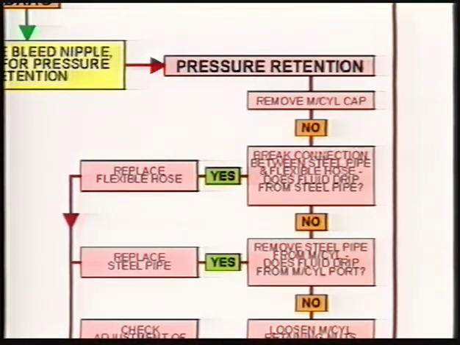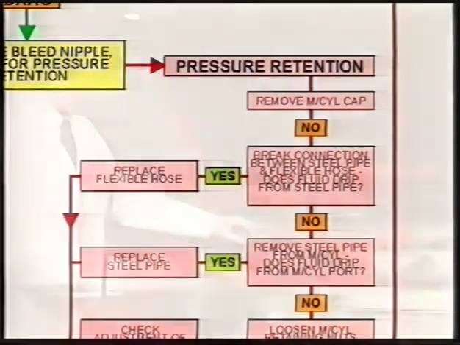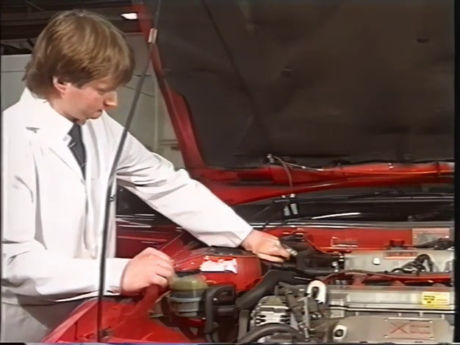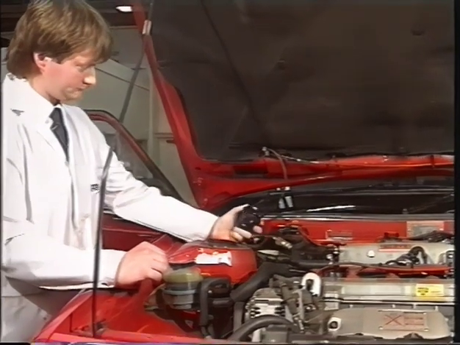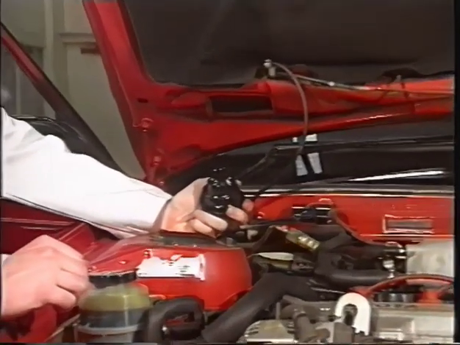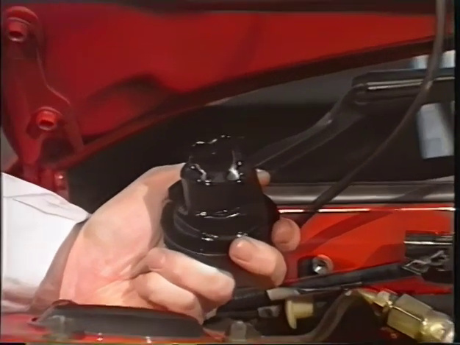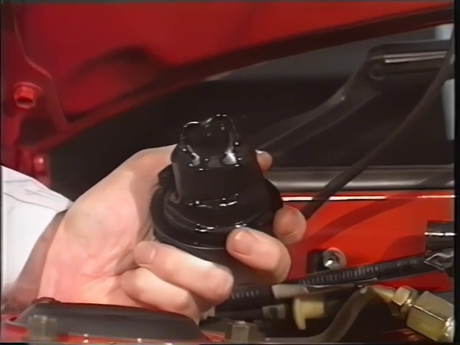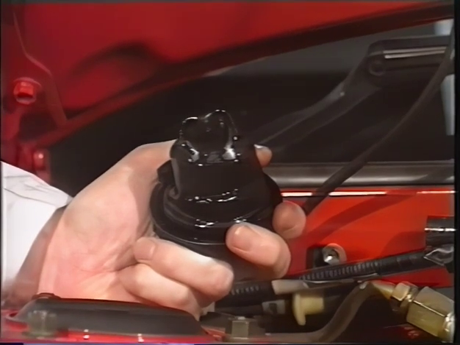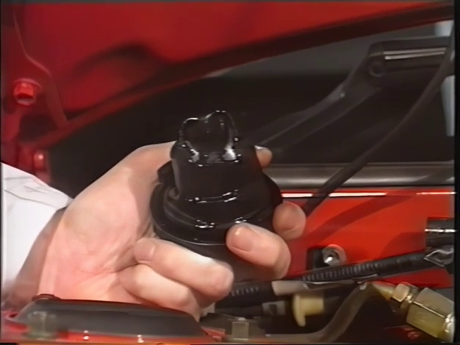In a normal system with unblocked bleed nipples, the fluid should only move slowly up the tube under the force of gravity. If the system is retaining pressure, a solid spurt of fluid will be seen moving rapidly up the bleeder tube until the pressure has been relieved. Depending on the results of this test, the flowchart will now tell us to follow one of two paths. Initially, we will follow the path indicating pressure retention.